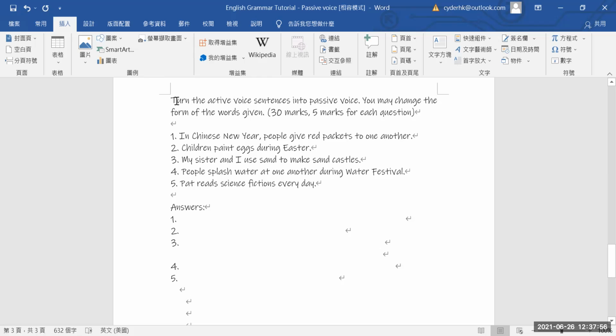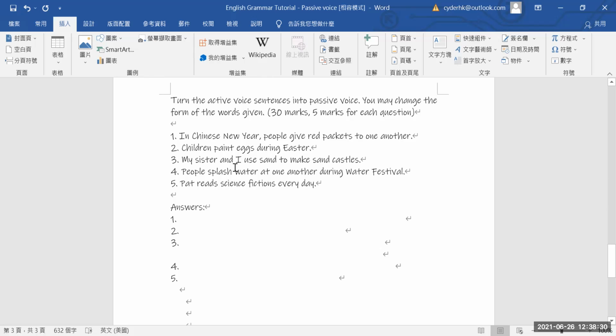Okay, so let's read the rubrics. When I see a lot of people, they do not read the rubrics. That leads them into failure when it comes to English, because the rubric is very important. If the rubric says something that you don't know, you will get all of your answers wrong in that part. Let's read the rubric here. Turn the active voice sentences into passive voice. You may change the form of the words given. 30 marks, 5 marks for each question.